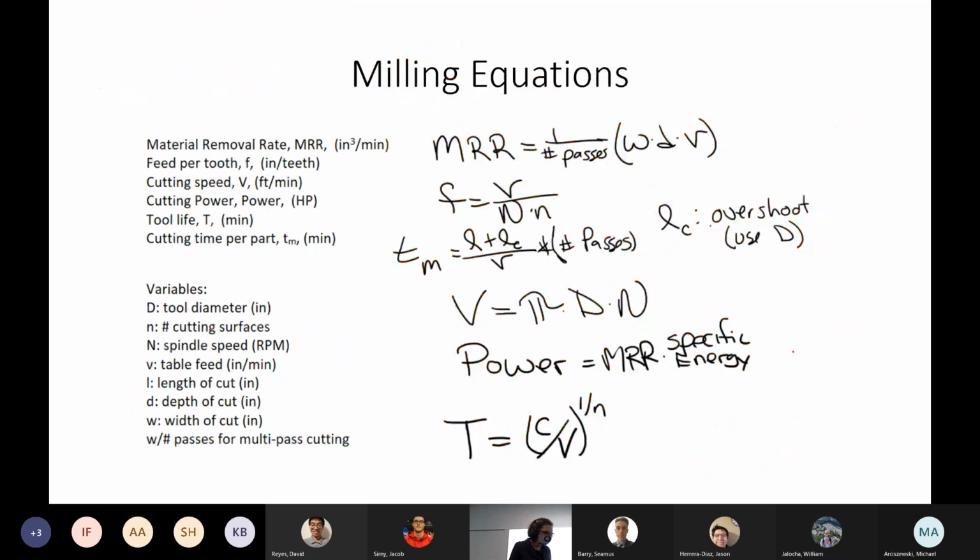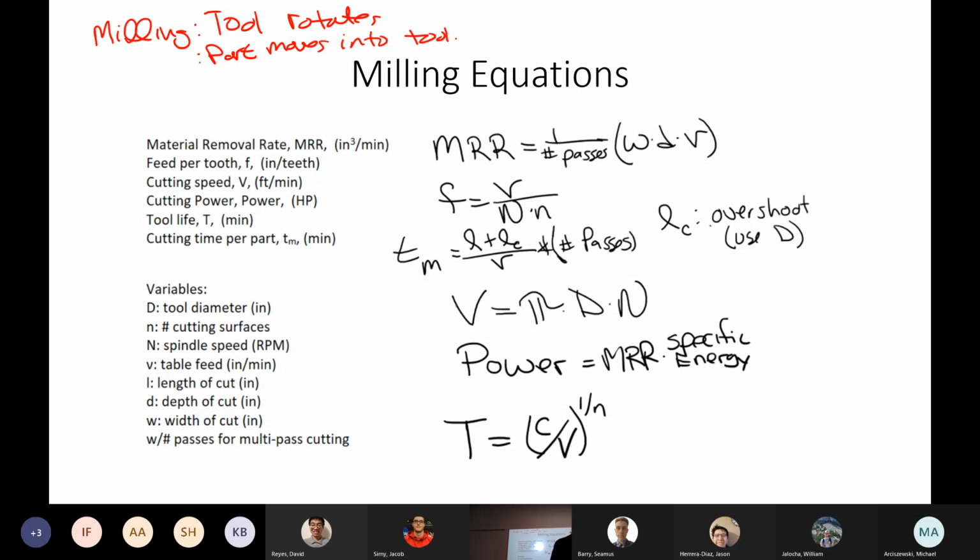I'm thinking that when it comes to milling, maybe we'll wait either till tomorrow or cover a few more things, and let turning sit in our minds. But for milling, and again, in milling, what rotates in milling? The tool. So in milling, the tool rotates, and we see that generally the part moves into the tool.